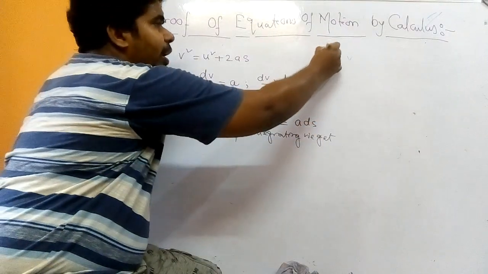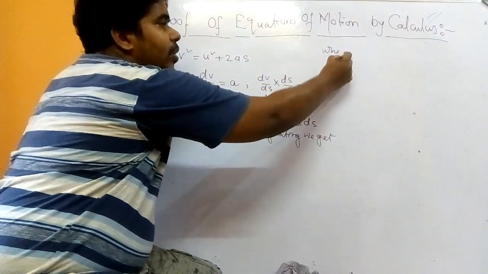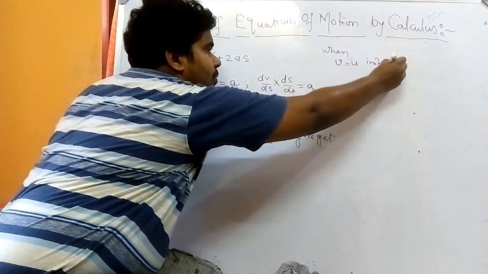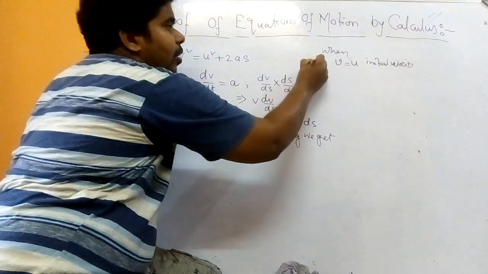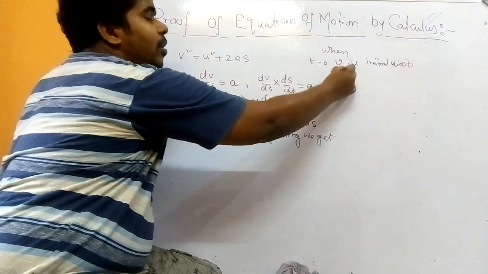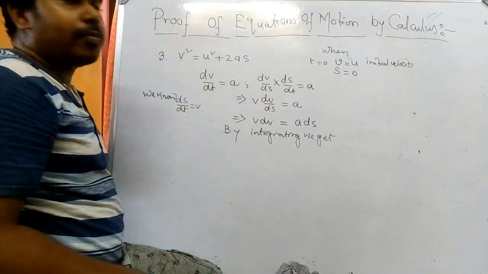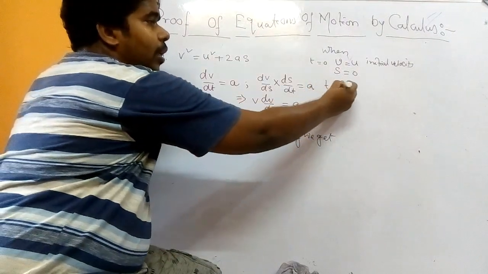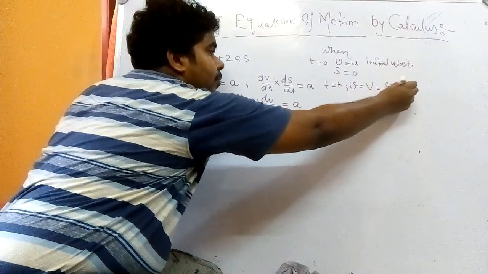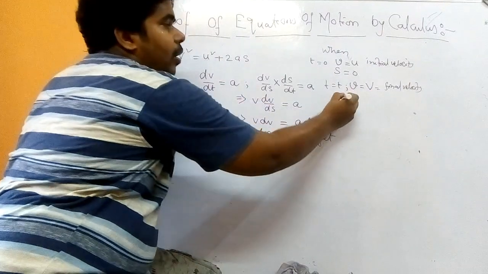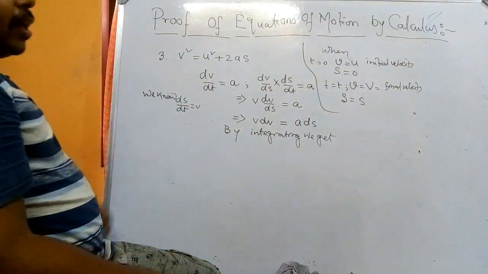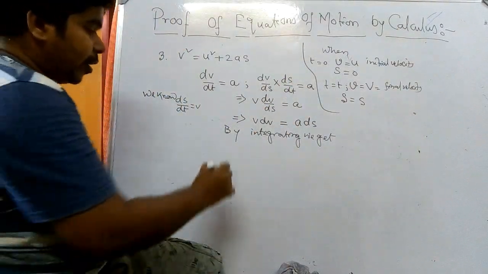So we can write when velocity v equals u, that is initial velocity. Initial velocity means at t equals 0, your velocity is u. That time your displacement should be 0 as per the previous assumption we have taken. And when t equals t, your velocity should be v, that is final velocity, and that time your displacement should be s. Okay. Now you see, now your limit will be easier to give.